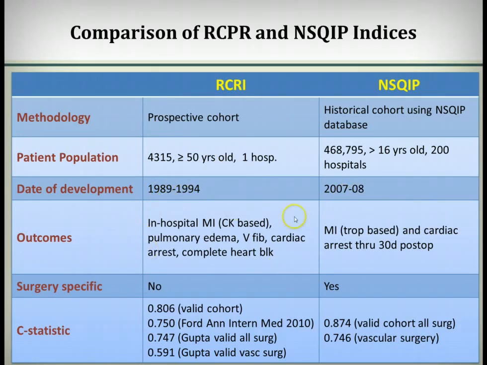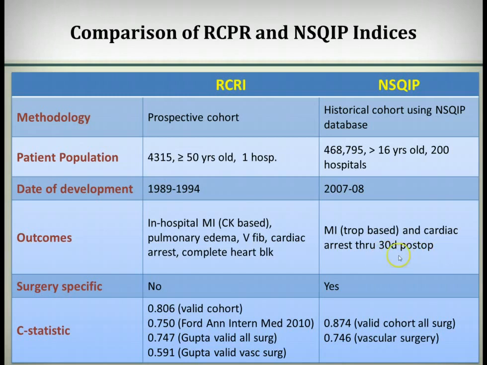I think it's important to spend some time here on the outcomes that these tools predict. So the Lee criteria predicts in-hospital myocardial infarction, pulmonary edema, ventricular fibrillation, cardiac arrest, and complete heart block. Whereas the Gupta criteria were designed to predict myocardial infarction or cardiac arrest through 30 days post-operatively.